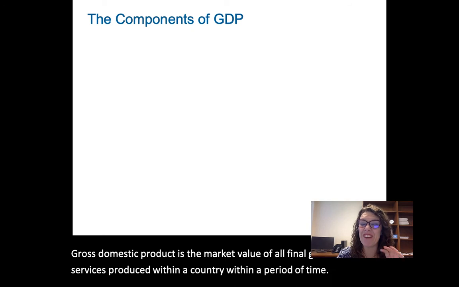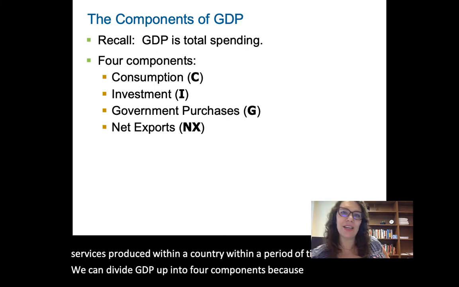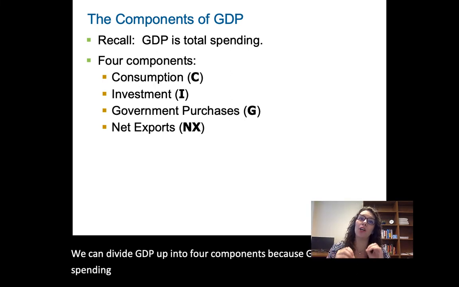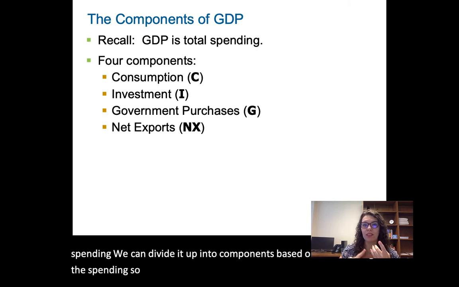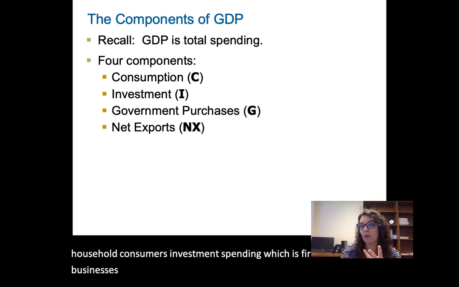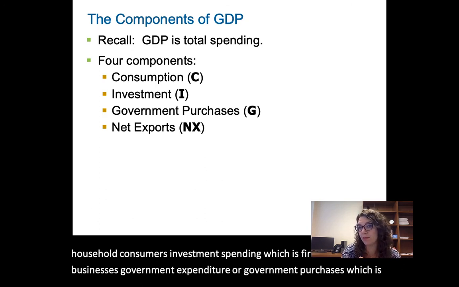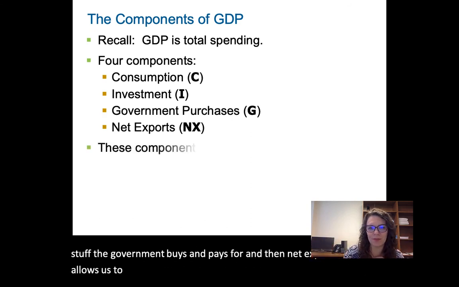We can divide GDP up into 4 components. Because GDP is total spending, we can divide it up into components based on who is doing the spending. So we have 4 components: consumption spending, which is household consumers; investment spending, which is firms and businesses; government expenditure or government purchases, which is stuff the government buys and pays for; and then net exports, which allows us to consider other countries buying our stuff.